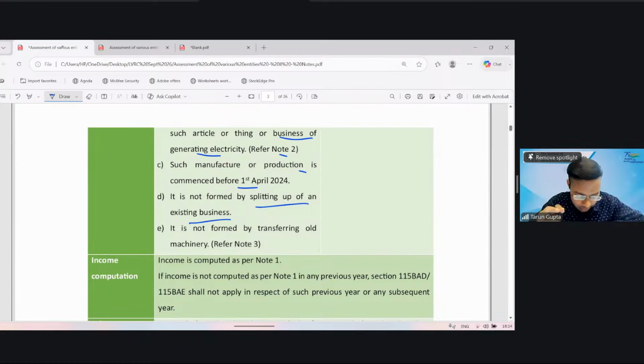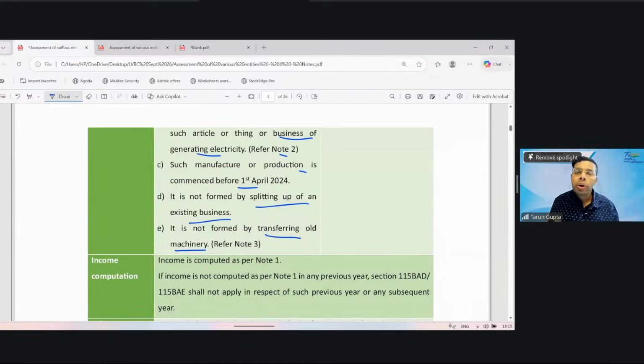To new manufacturing entities. And similarly, it is not formed by transferring old machinery. So if the entity is formed by splitting up of an existing business, then it is not eligible for the benefit. Or if it is using old plant and machinery, then also it is not eligible for the benefit. But old plant and machinery does not include plant and machinery used outside India by any other person, which has been imported into India and in respect of which no depreciation has been claimed under this Act before the date of its installation.